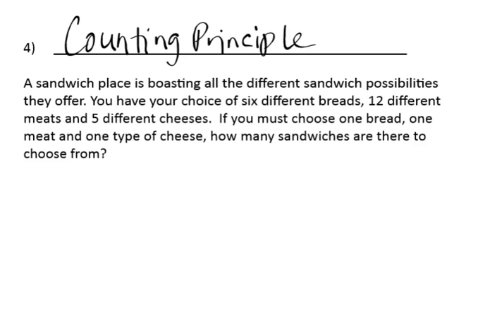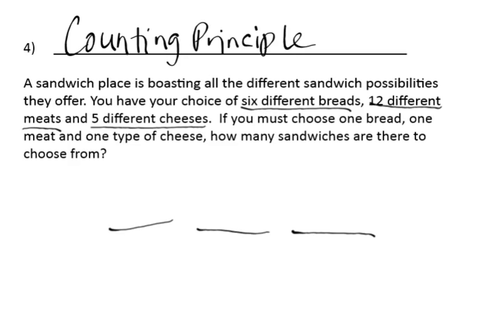So for this, we have a sandwich place that's boasting all the different sandwich possibilities they offer. You have your choice of 6 different breads. That's one choice you're going to have to make. 12 different types of meats. You're going to need to choose a meat. And 5 different types of cheeses. So you're going to need to choose a cheese.